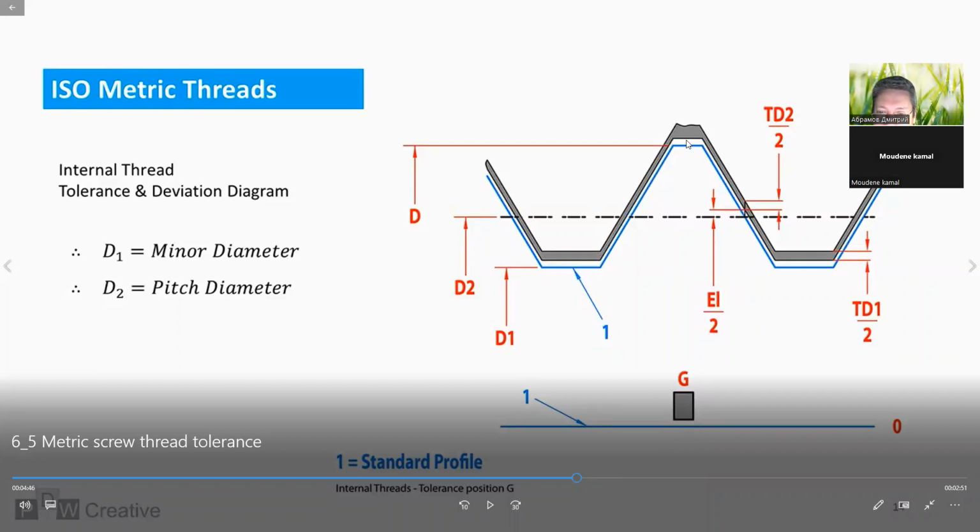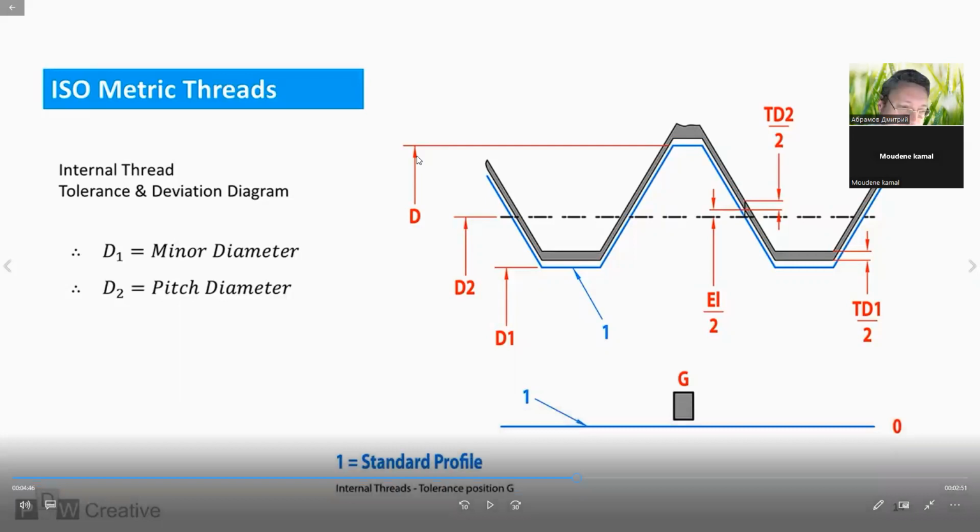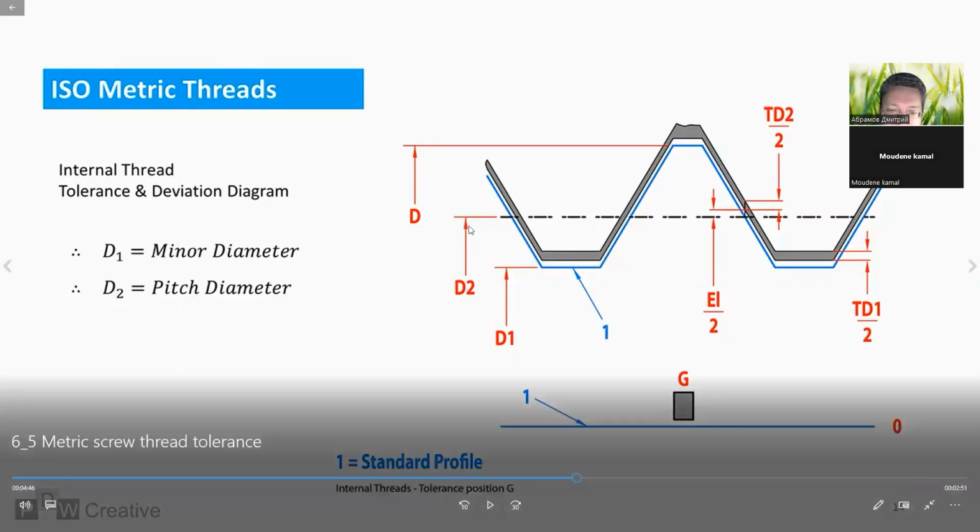We have the clearance here in the outer diameter or major diameter, in the pitch diameter, and in the minor diameter. All three diameters have the clearance between zero line and tolerance field of the nut.